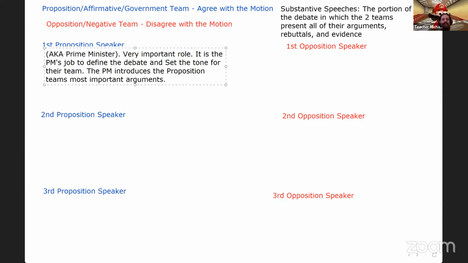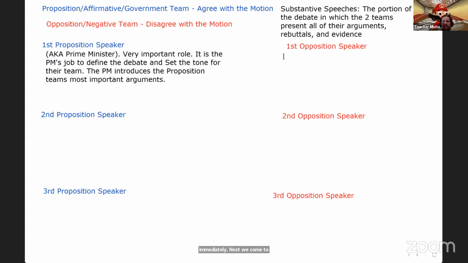So it's the first proposition speaker's job to introduce the team's most important arguments. It's up to the first speaker to say, okay, this is our team, these are the arguments we're making, and they need to make all of the big arguments first. You need to get the judges and the audience on your side immediately.